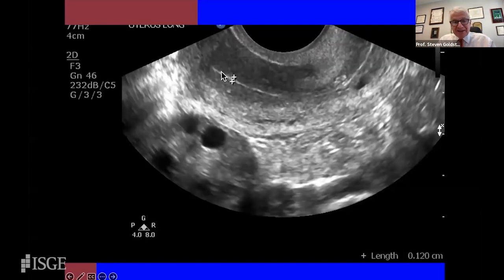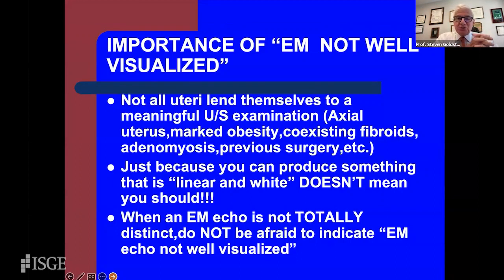Here's another example. This is so thin, I almost can't get the calipers far enough apart in this patient who has no tissue. This is a very reliable indicator of the lack of significant tissue. It's essential that you understand that not all uteri lend themselves to a meaningful ultrasound examination. The axial uterus, some people used to think it was the retroverted uterus. The closer to a right angle the beam of sound is to what you want to look at, the better you will see. So the uterus that is axial in the same plane as the beam of sound is very difficult to image. Marked obesity.